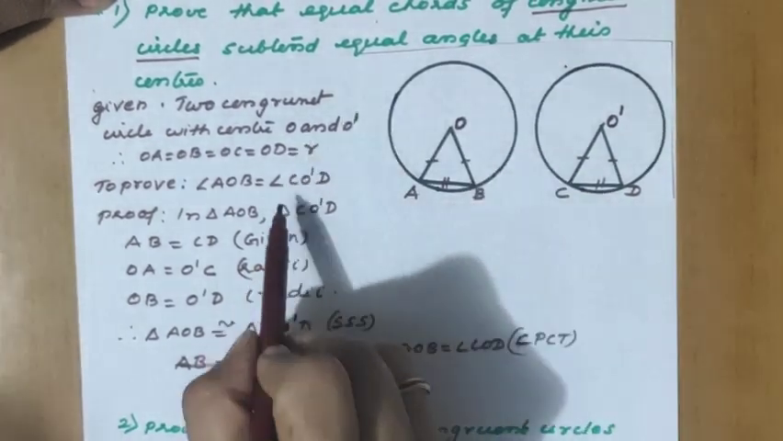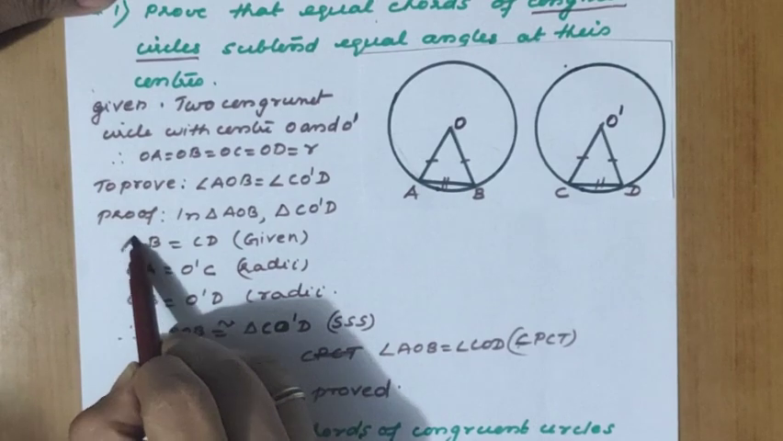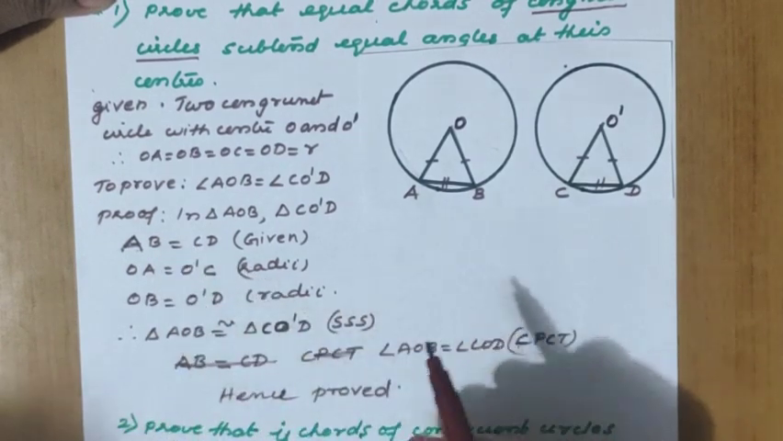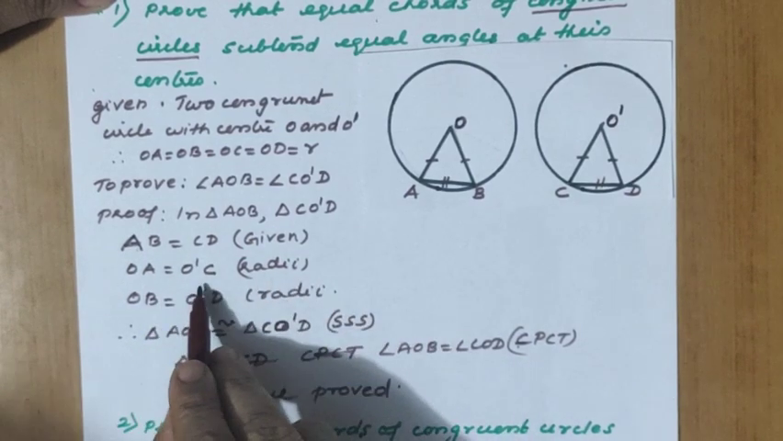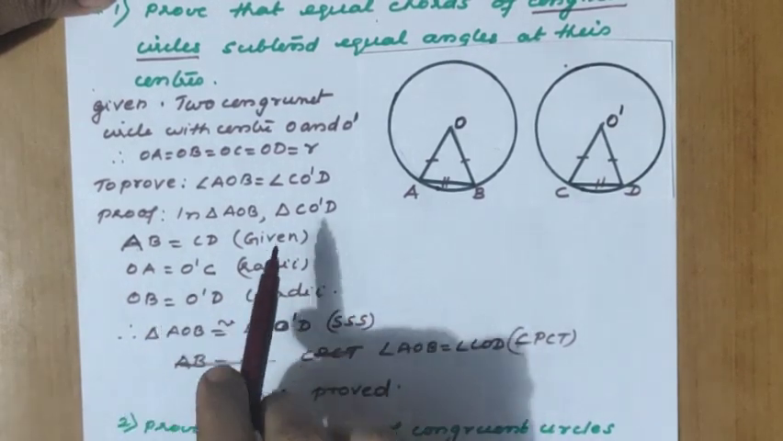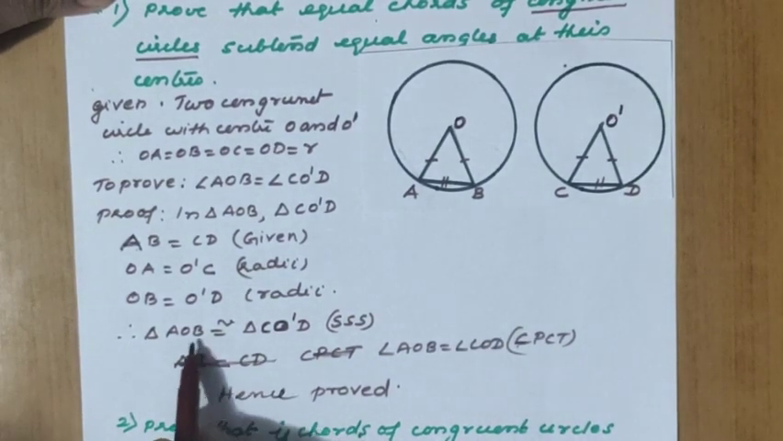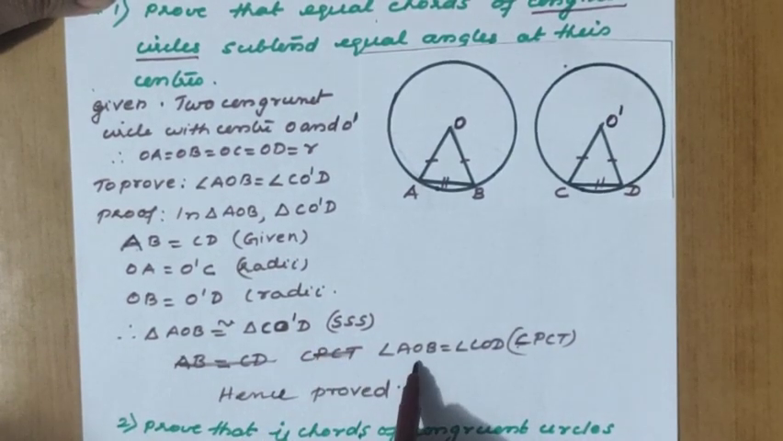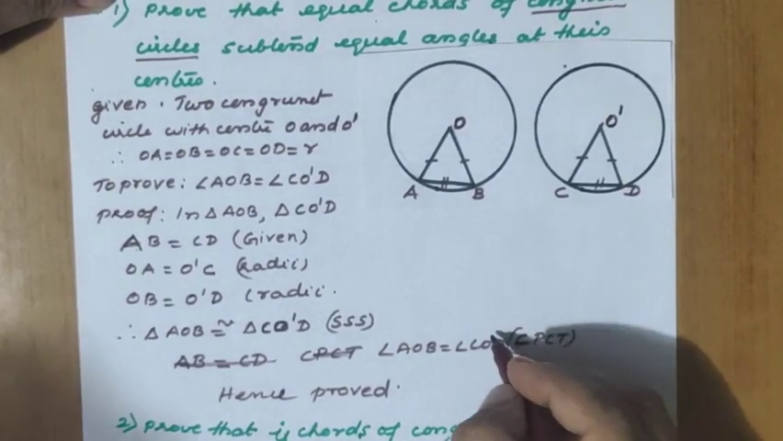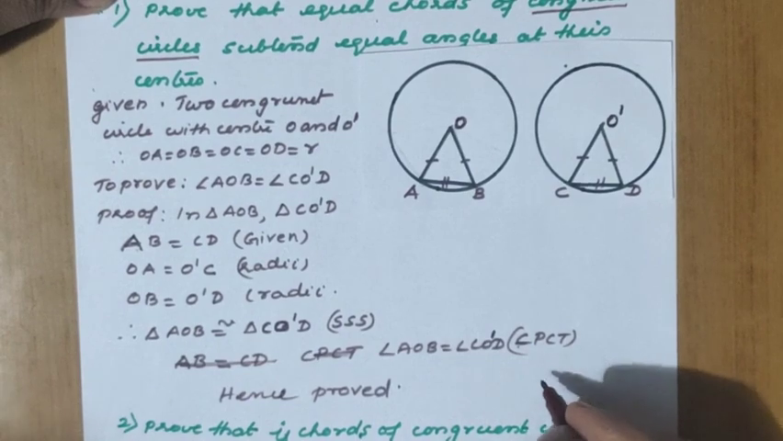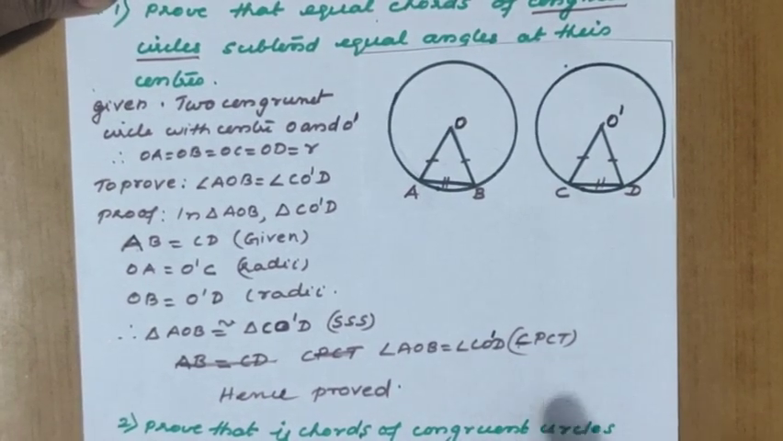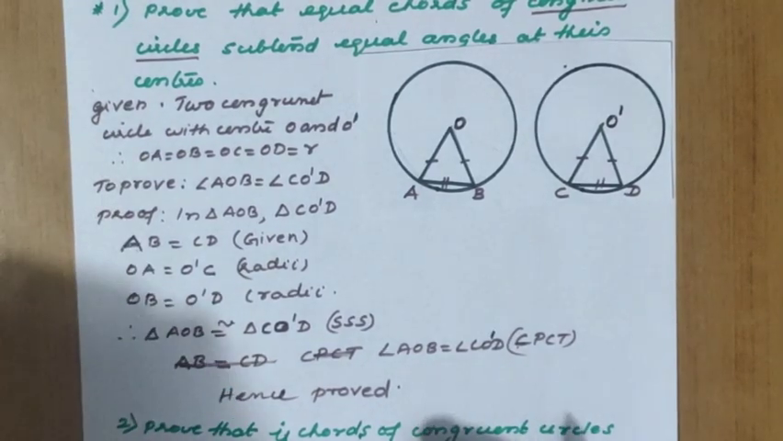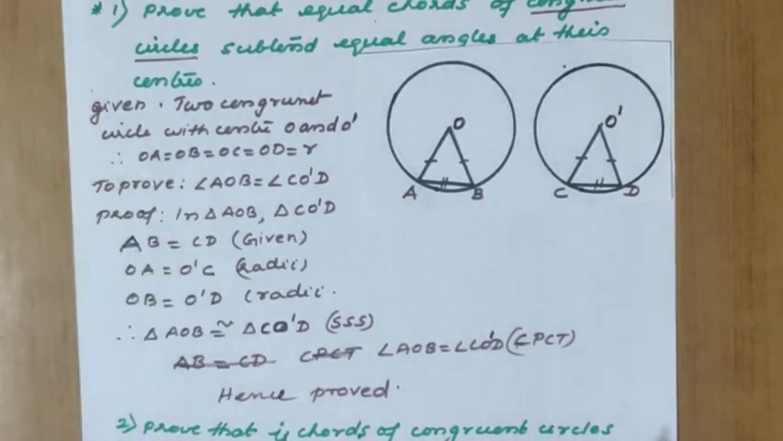What we have to prove? Equal chords. Already we have taken AB equal to CD in this. So what is to be proved? Angles are also equal. So AB equal to CD, OA equal to O'C, OB equal to O'D. We got three sides, so the two triangles are congruent. By this what can we write? Angles. Which are the angles? Angle AOB equal to angle CO'D, CPCT. That means equal chords are subtending equal angles in the case of a circle as well as congruent circles. So hence proved.